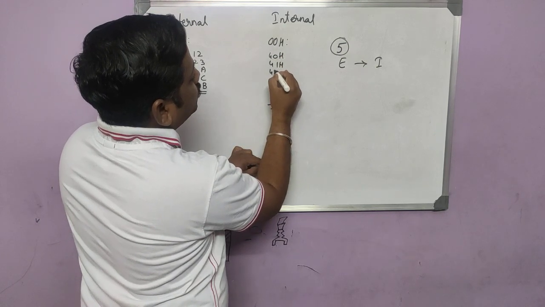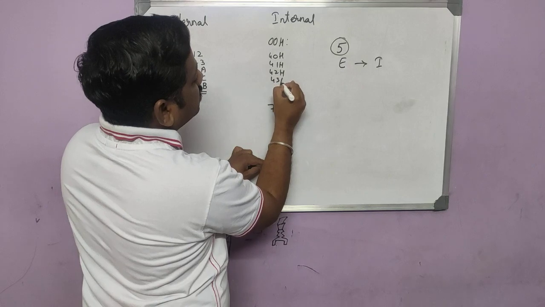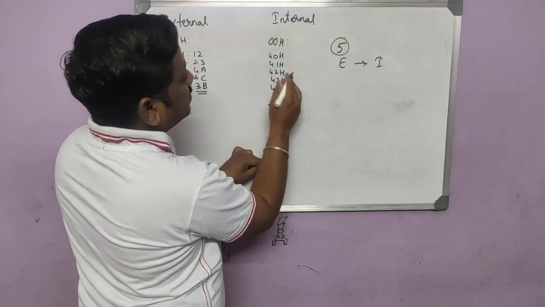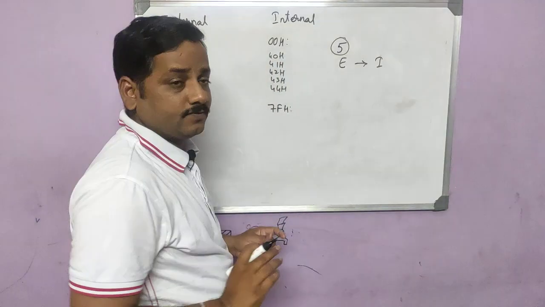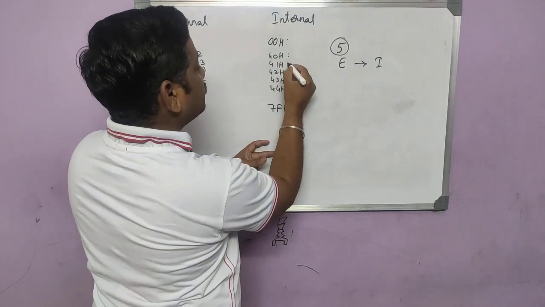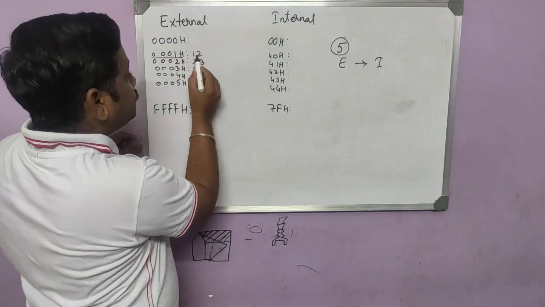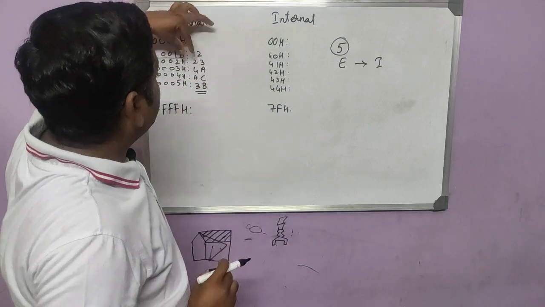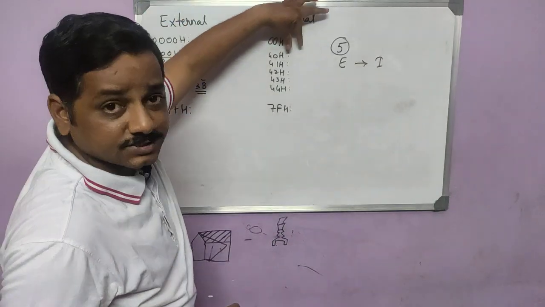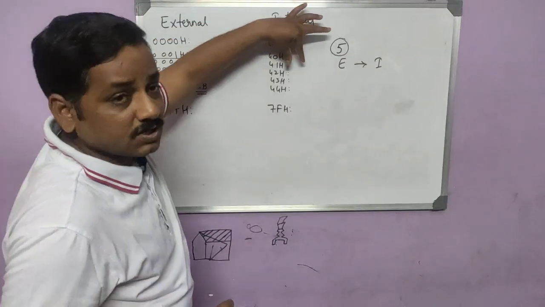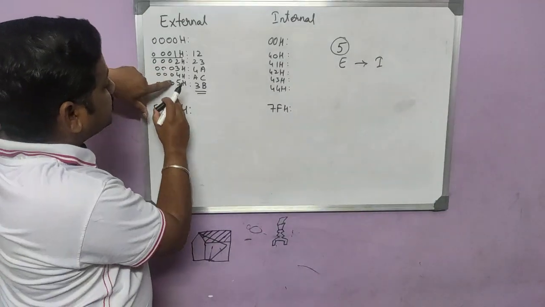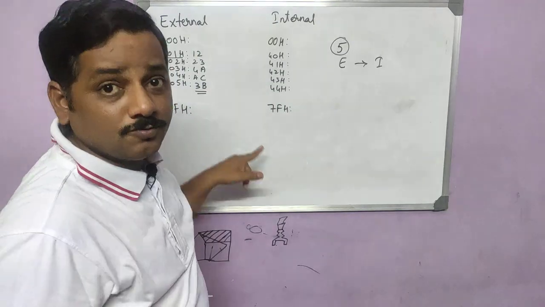41H, 42H, 43H, 44H. So I can take any address from 0 to 7F. In between, I am taking somewhere from 40 to 44. So I need to shift this data. Whatever I have, the first data should be given at 40H. Second data should be given at 41H. So I should increment the address here, and I should increment the address here also.